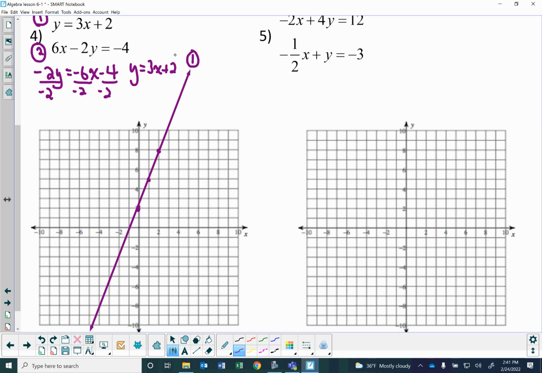So what do you notice? It's exactly the same equation as equation number 1, which means equation number 2 is also going to fall on top of equation number 1. So 1 and 2 land right on top of each other, which means it has infinitely many solutions.